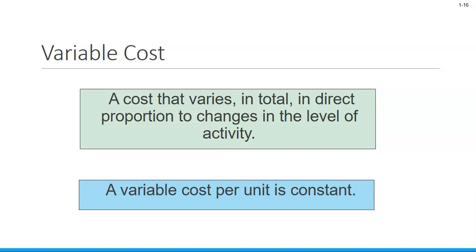So there's a cost that varies in total in proportion to changes in the level of activity. If we make one car, we need one steering wheel. If we make two cars, we need two steering wheels. It has a constant per unit cost. A steering wheel will say cost $25. Every steering wheel costs $25. If I use one steering wheel, it's $25. If I use two, it's $50, but it was still $25 per steering wheel.